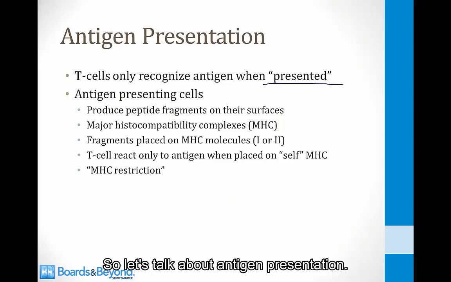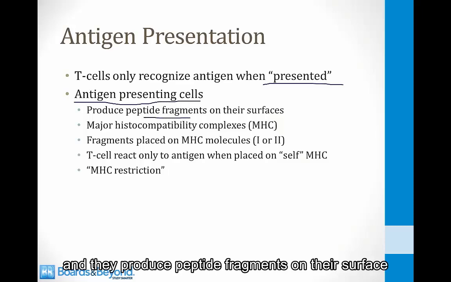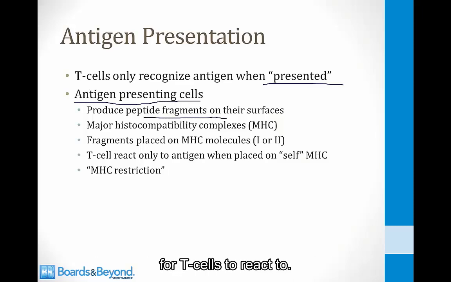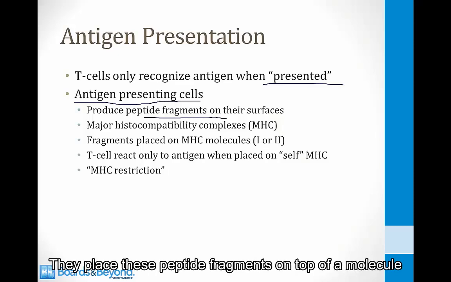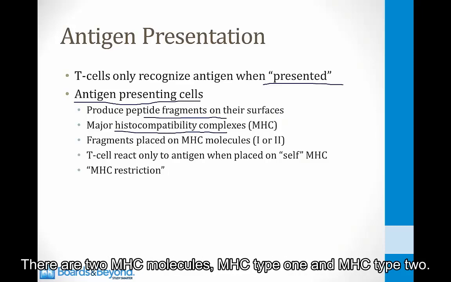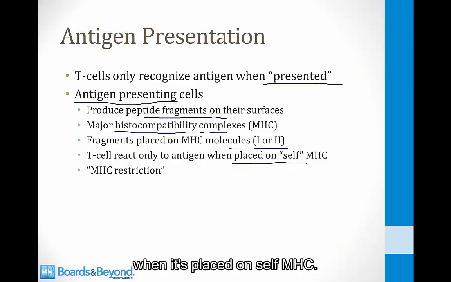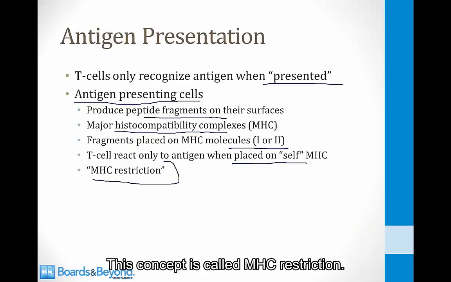So let's talk about antigen presentation. There are cells called antigen presenting cells, and they produce peptide fragments on their surface for T cells to react to. They place these peptide fragments on top of a molecule called the major histocompatibility complex. There are two MHC molecules, MHC type 1 and MHC type 2. We'll talk about that in this module. And T cells will only react to antigen when it's placed on self-MHC. This concept is called MHC restriction.